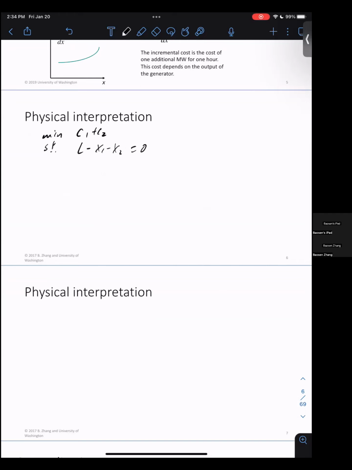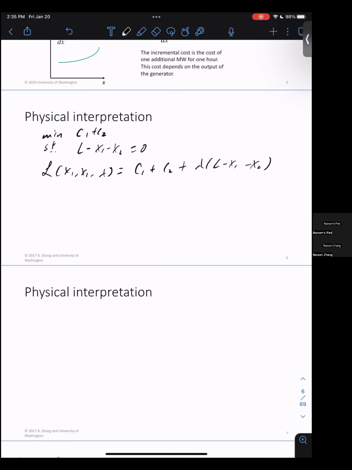Okay. We can write something called a Lagrangian. So the Lagrangian, this is script L for Lagrangian, is a function of three variables: your x1, x2, and the price lambda. And we have C1 plus C2 plus lambda times (L minus x1 minus x2). So you can write down this Lagrangian, take derivatives, and solve the resulting equations.